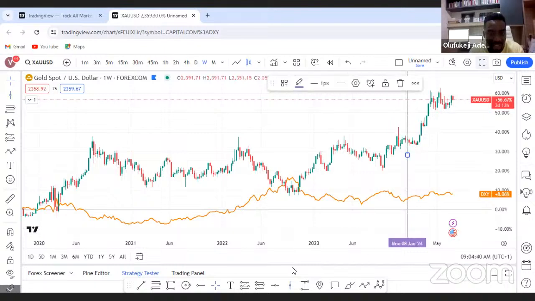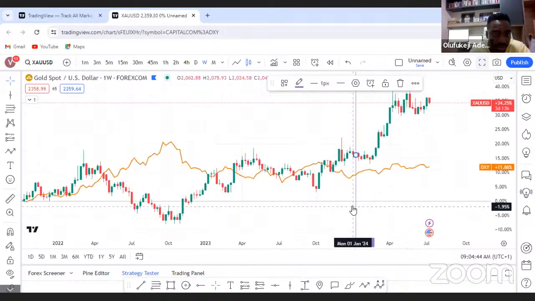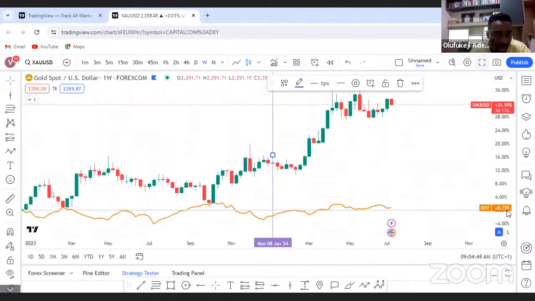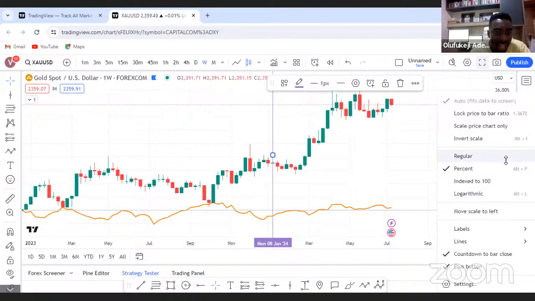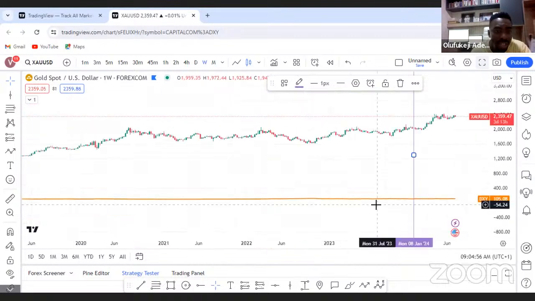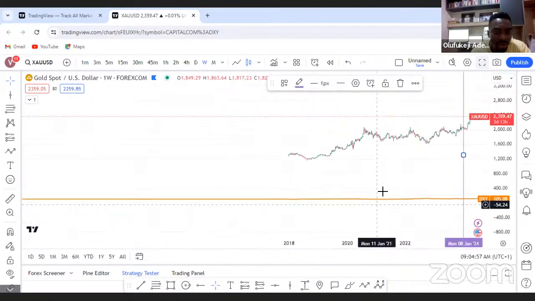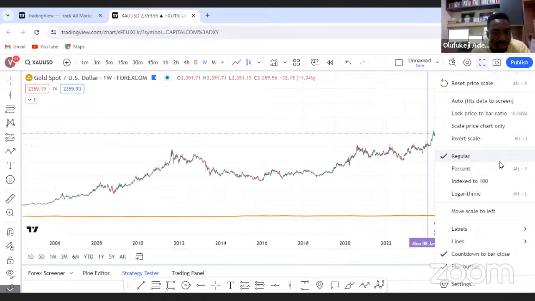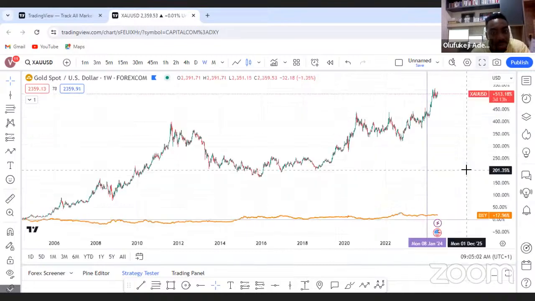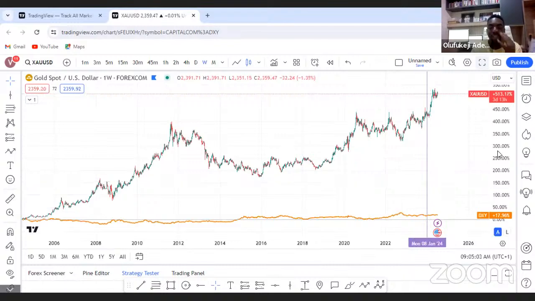Yes, exactly, right there. If you notice, zoom in a bit now. All right, so if you now notice what is going on, since the beginning of the year, gold has been making higher highs and DXY too has been making higher highs. No, you've overzoomed. Just zoom back into January.